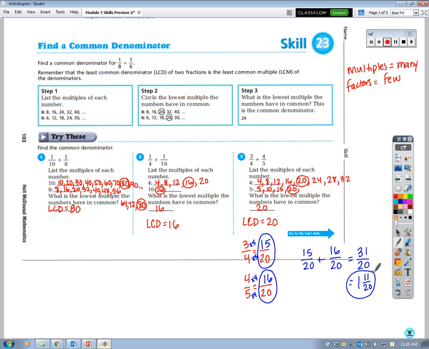Okay, that is skill 23 plus a little extra. So you guys are going to go ahead and do the practice on your own and the check, and then you're going to move on to the next skill.